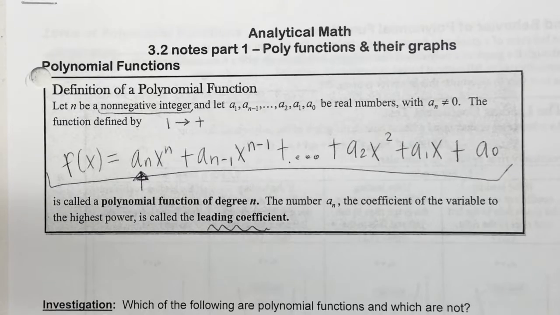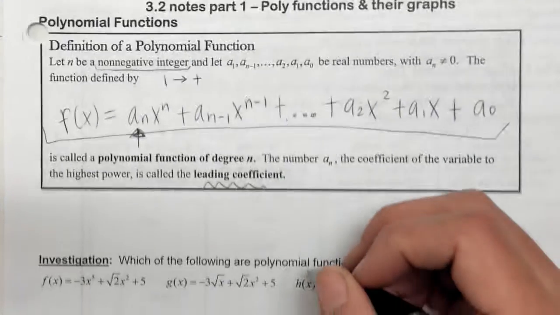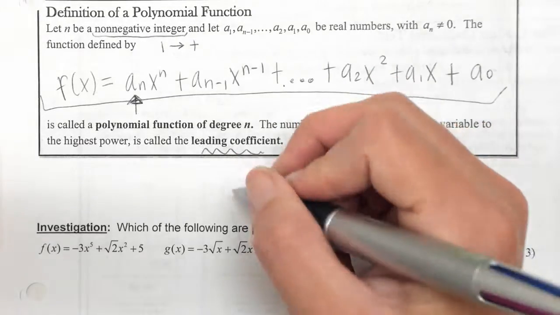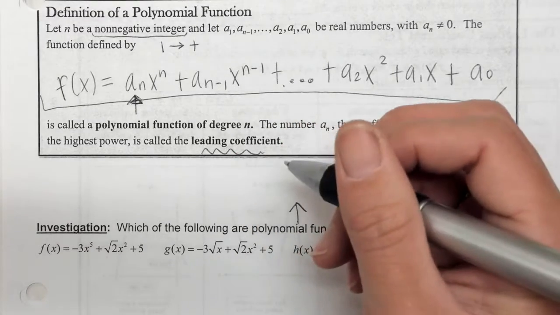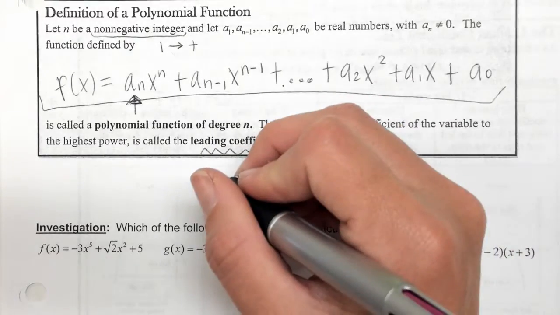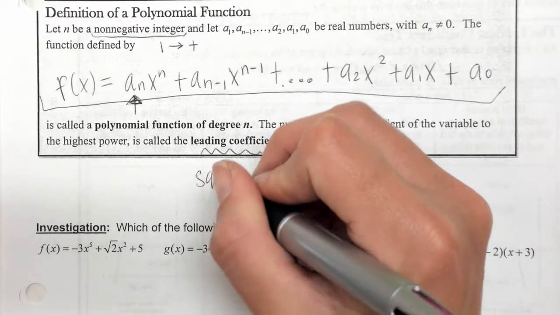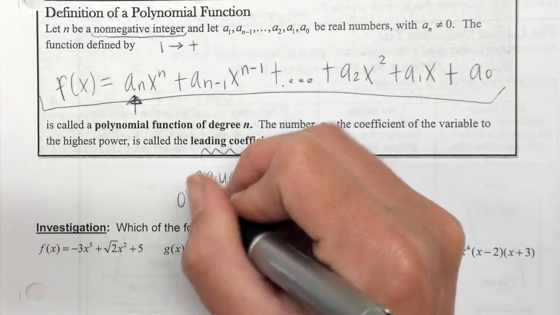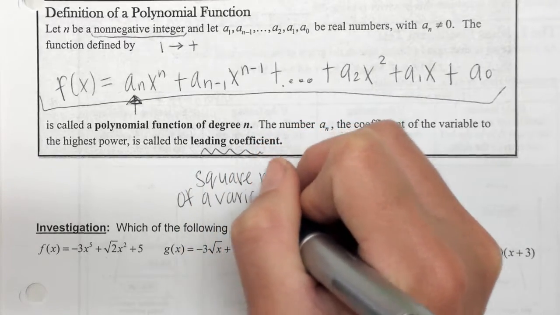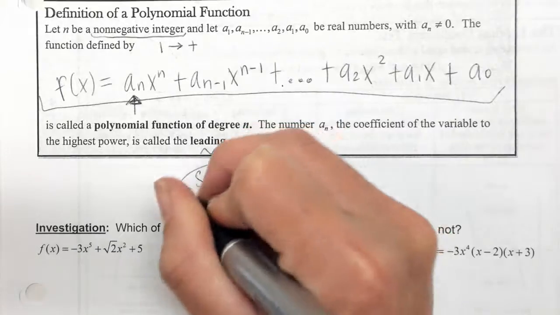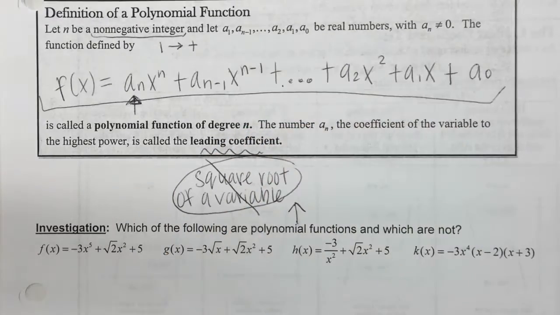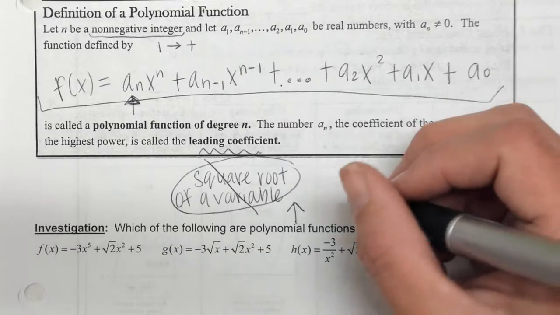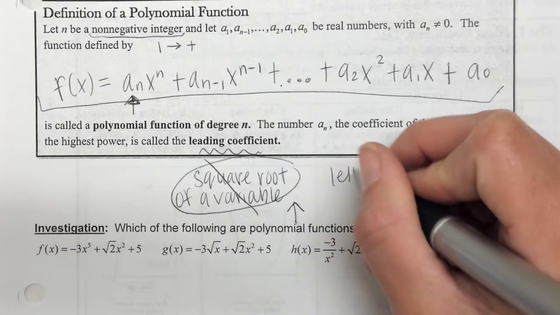Alright, so what are polynomial functions? Polynomial functions can be any type of function, as long as, here are the restrictions, you cannot have a square root of a variable, and also you cannot have letters in the denominator.